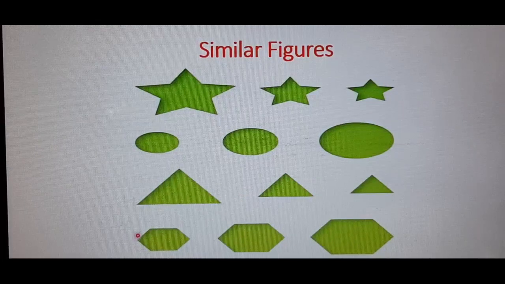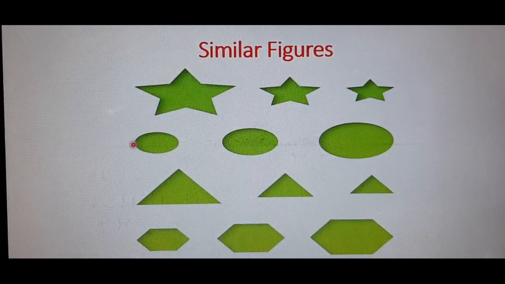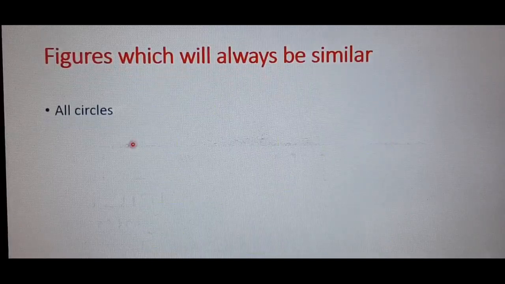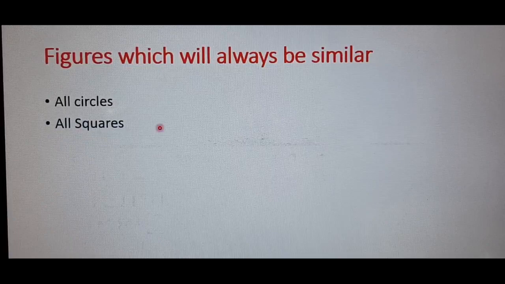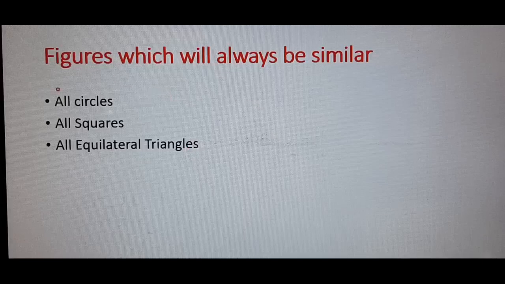So same kind of figures, they can be similar. So there are few figures which can always be similar. So let's see which those figures are. All circles, they will always be similar. All squares will be similar. And all equilateral triangles, they will be similar. So these three figures, they will always be similar. If you take circle of any radius, then also it will be similar. If you take square of any side, then again those squares will be similar, and equilateral triangle, same goes here also, all equilateral triangles will be similar.